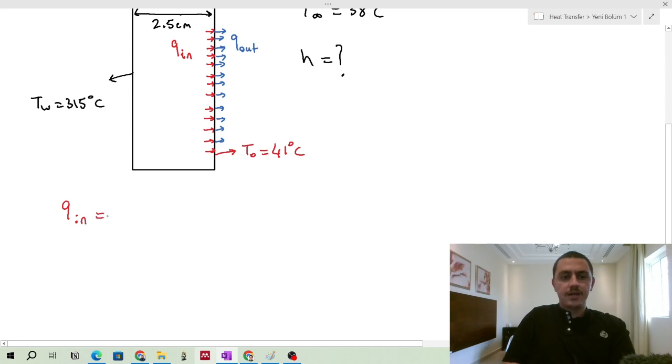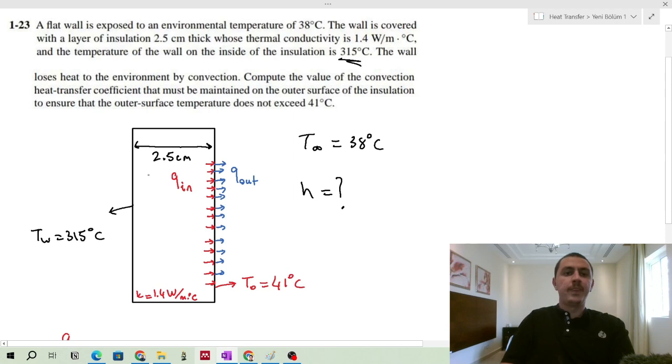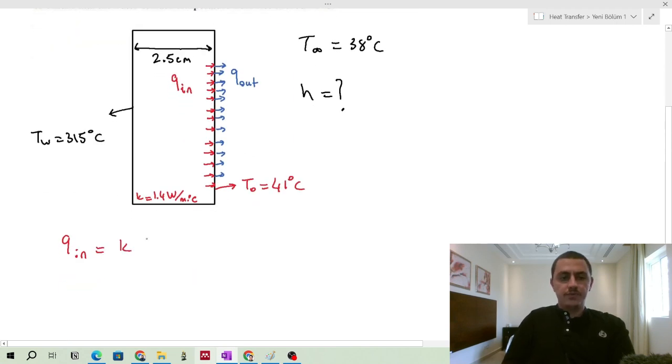Q in is just caused by conduction. So we need a thermal property for this solid insulation layer, which is given as 1.4 watt per meter degrees Celsius. It is given here. So we use that value, and from Fourier's law, you know it's in a derivative form, but here we just use delta. So delta T over delta X gives just the heat flux coming to that surface. You can also put the area, kA, so that means not per unit area. That will give you the heat transfer amount in watt.